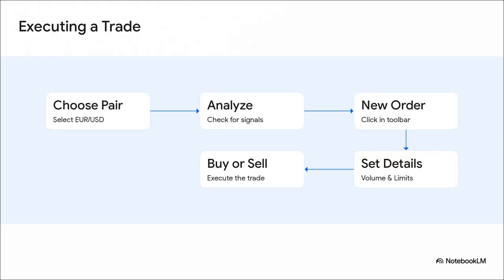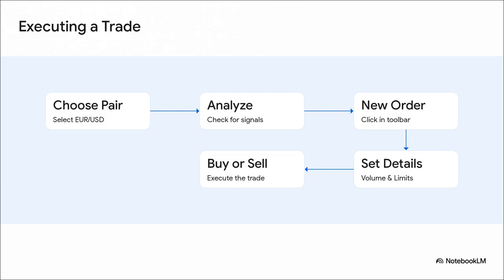Step 1. Choose a major currency pair, something like the Euro-USD. As a beginner, strictly avoid those exotic pairs with crazy wide spreads. Step 2. Analyze the chart. Are those moving averages indicating a solid uptrend? Is the RSI between 40 and 60 with price bouncing off the moving average?